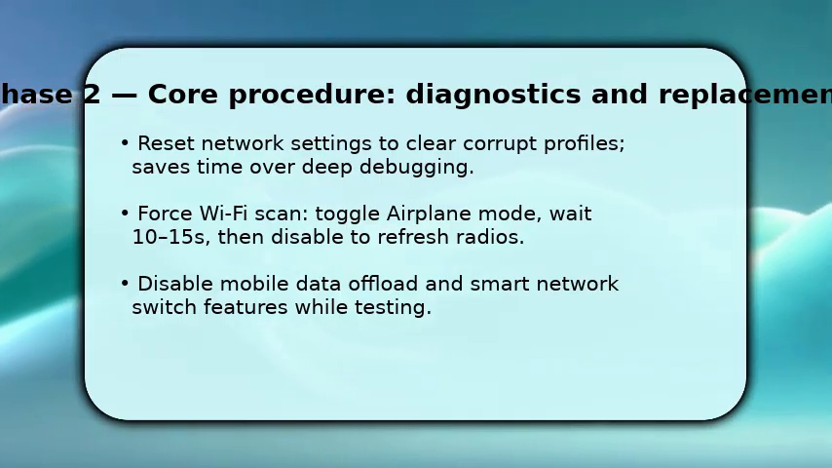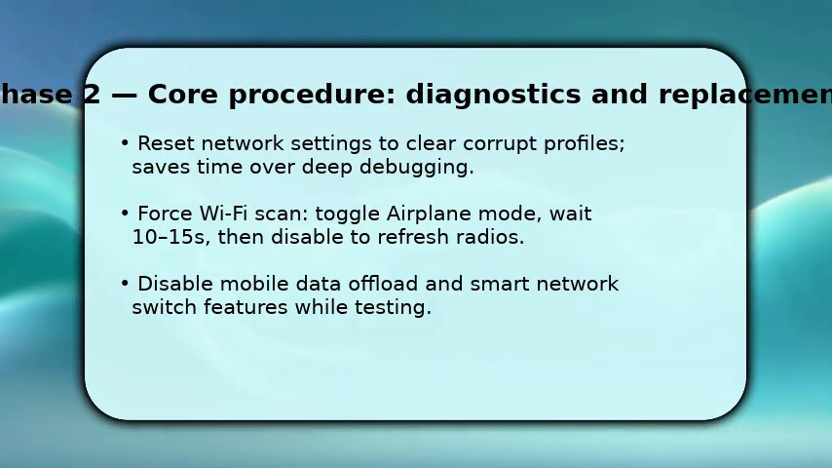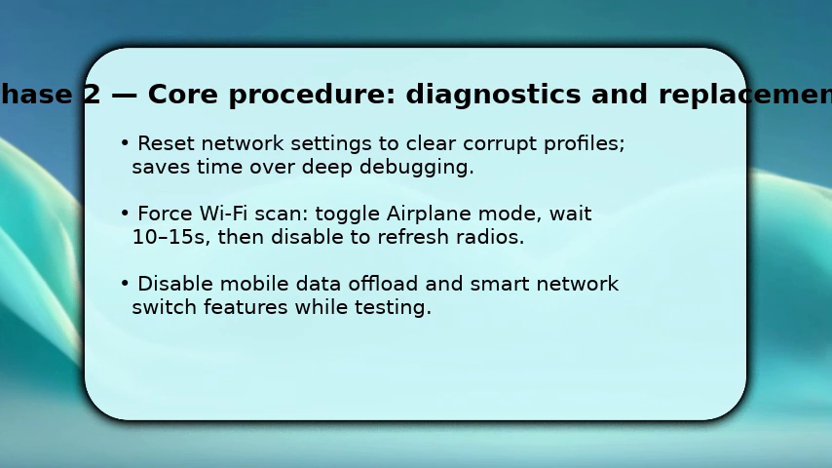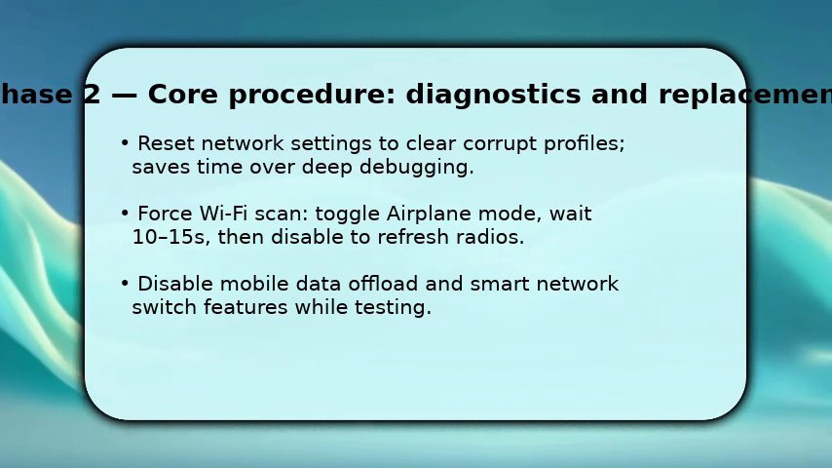Once done, toggle airplane mode for 10 to 15 seconds to force a full radio restart. This refreshes the Wi-Fi scan and hotspot broadcast. Make sure to turn off Smart Network Switch or Carrier offload features temporarily, because they can suppress low.